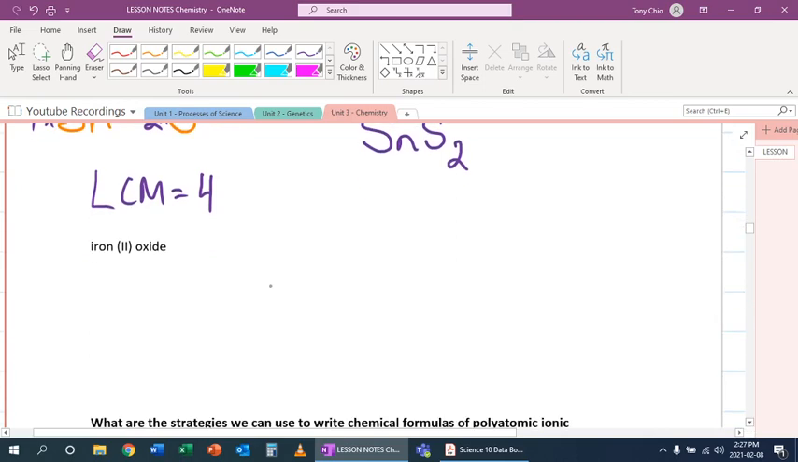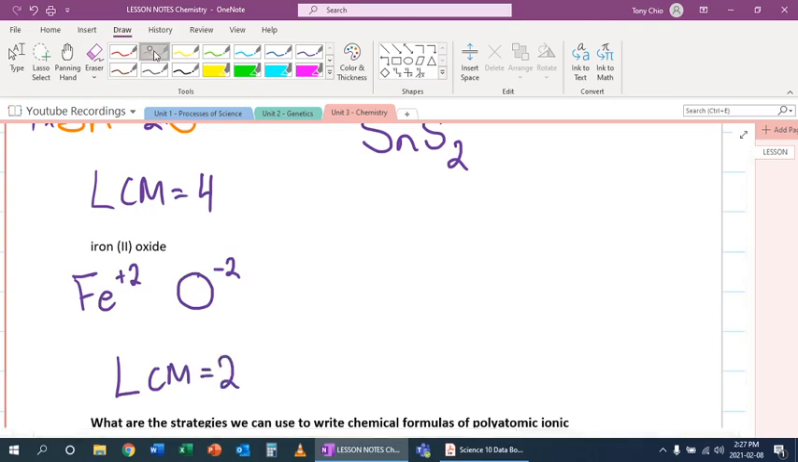Let's look at our next example. Iron(II) oxide. Iron(II) means it's Fe +2. Oxygen from our previous example is O -2. What's our LCM of 2 and 2? It's just 2. So I just really need 1 iron and 1 oxygen. So my chemical formula becomes FeO. So this is the way we write chemical formulas when we're dealing with multivalents.